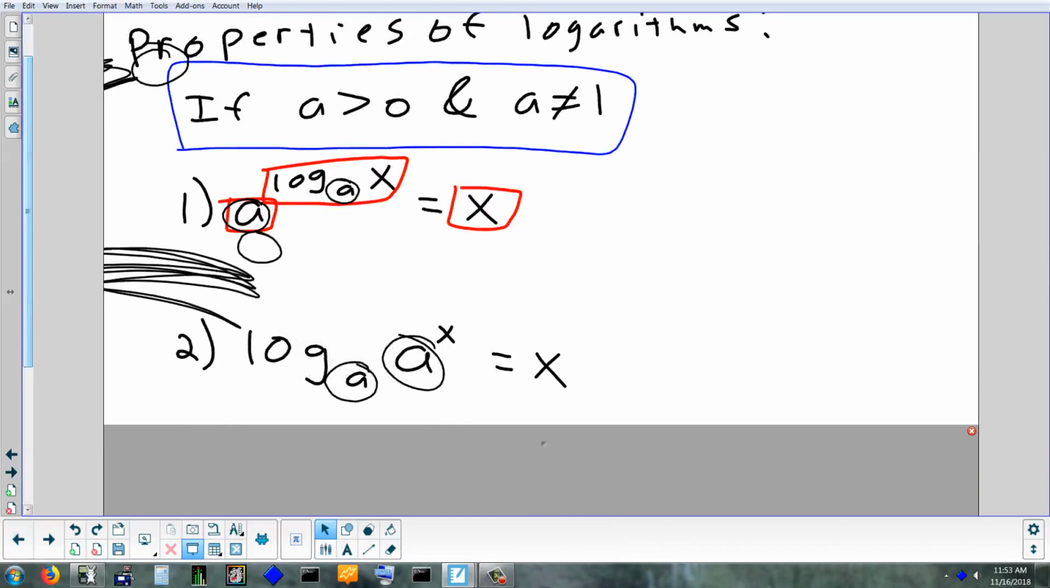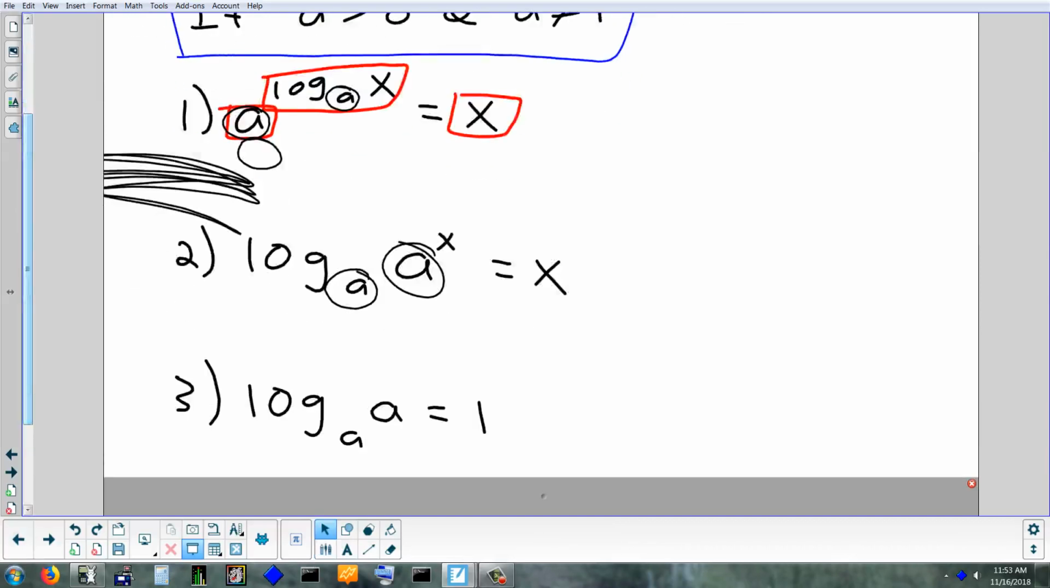All right, let's look at this one. Anytime you take the log and the base and the argument are the same, the answer is 1. So if I said, what's log base 3 of 3? 1. Log base 6 of 6? 1. There's reasons why these are all true. The reasons aren't really something I'm going to go through right now, but if you want to know, I can tell you why at some point.